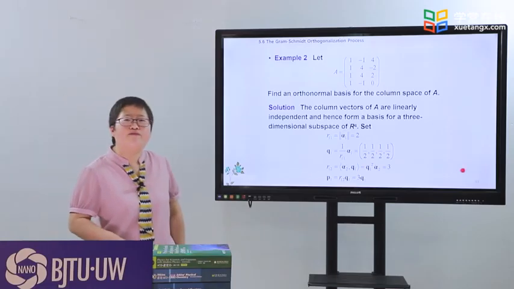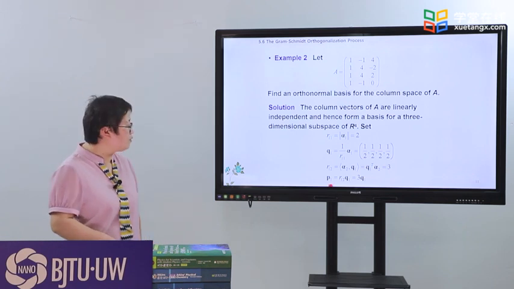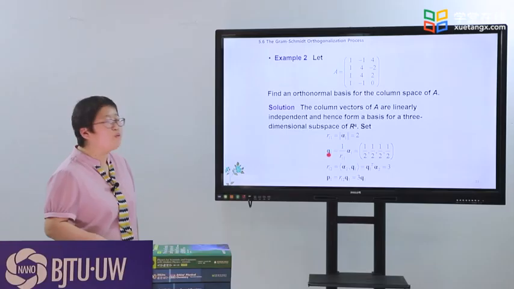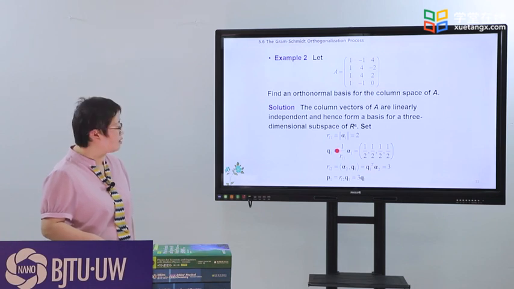And then we define R12. We compute R12, this constant, as the inner product of A2 and Q1. So in this vector space, we just consider its inner product as a transpose. So it's Q1 transpose A2. It equals 3. And P1 equals just R12 times Q1, which equals 3Q1. So this P1 is the projection vector of A2 onto Q1. Okay, the first orthonormal basis vector.